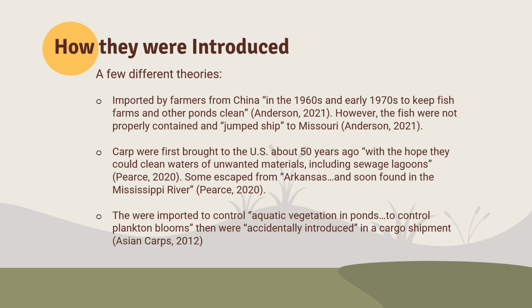Some escaped from Arkansas and soon found their way into the Mississippi River. And then another last theory, they were imported to control aquatic vegetation in ponds and to control plankton blooms, then were accidentally introduced in a cargo shipment. And the cargo shipment one I think is kind of interesting. It seems far-fetched, but I guess not.